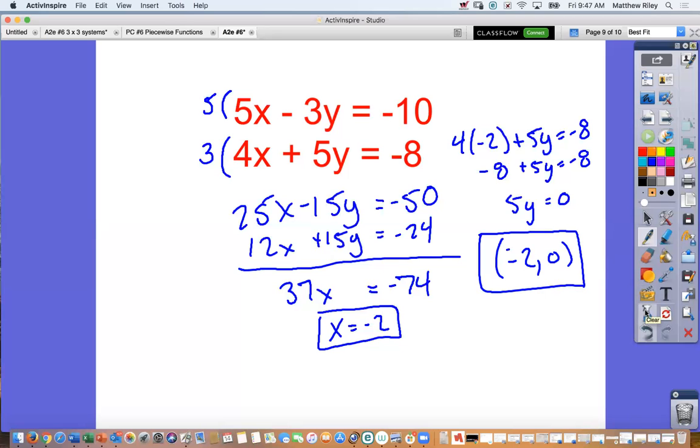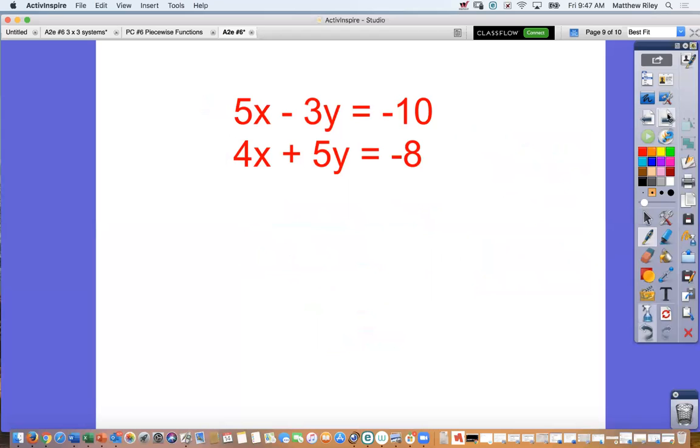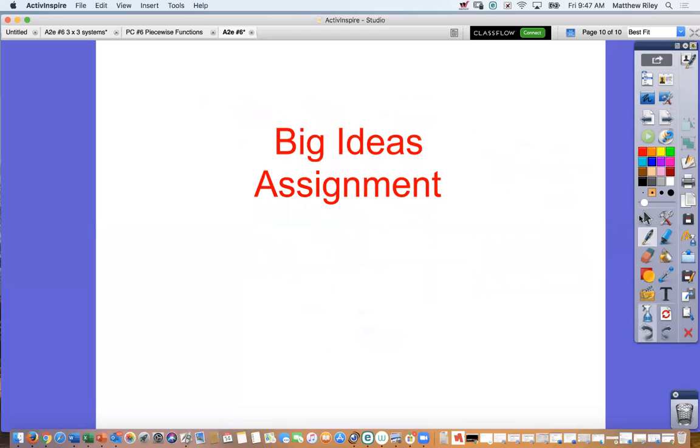Last one, and we're actually going to have a super early release, like a 10-minute early release. Happy Friday. But do this first. And remember, you do have an assignment on big ideas.